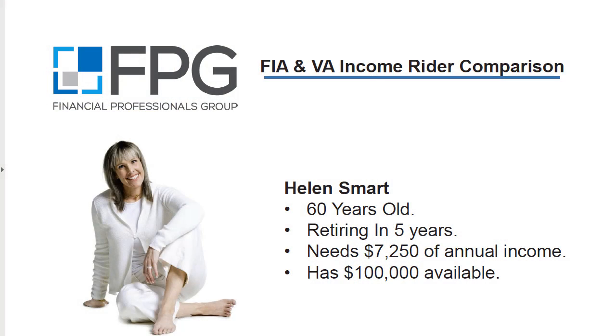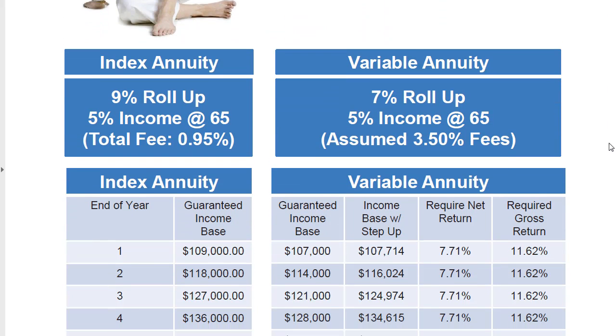All right, so here we have our case study. Helen Smart. She's 60 years old. She wants to retire in 5 years. Through some income analysis, we've determined she needs $7,250 more in her annual income to help make up whatever shortfall she might have coming from guaranteed sources of income like Social Security and pensions. And she has $100,000 available to work with. So let's go ahead and scroll down and take a look at our comparison here.